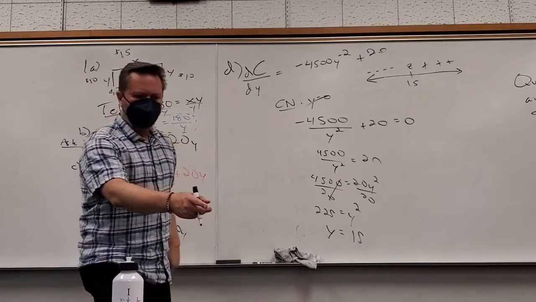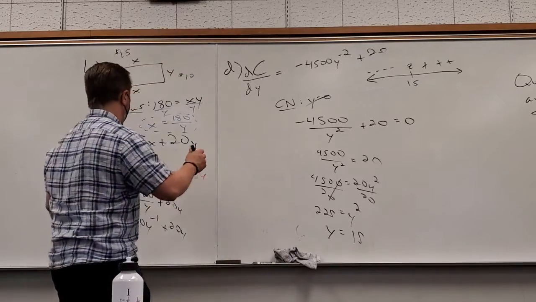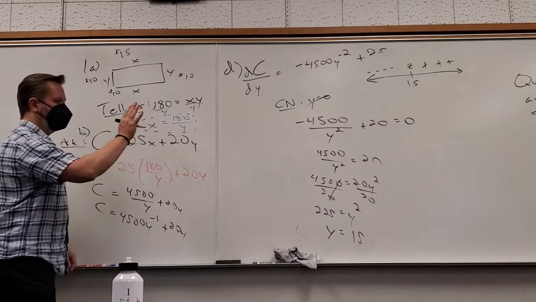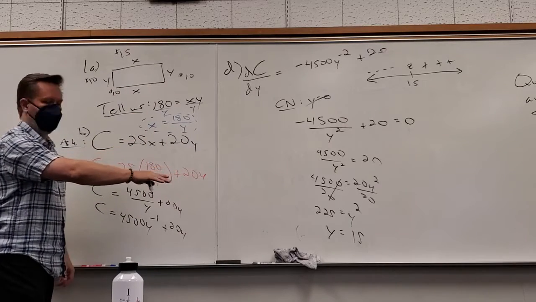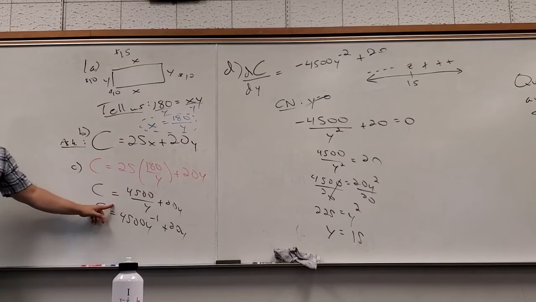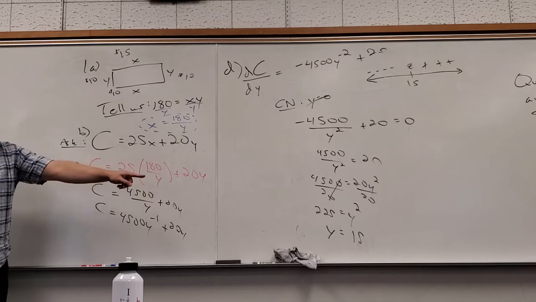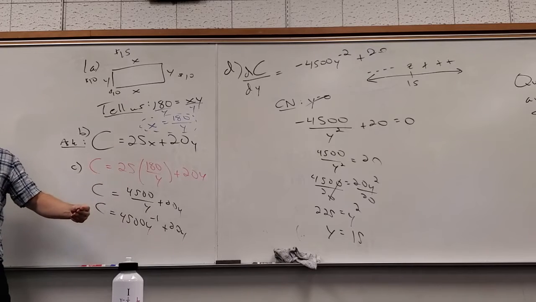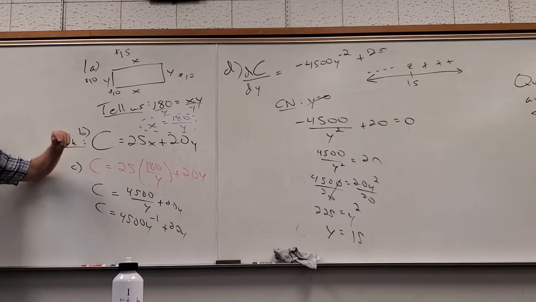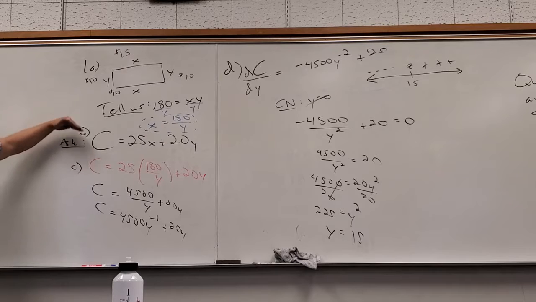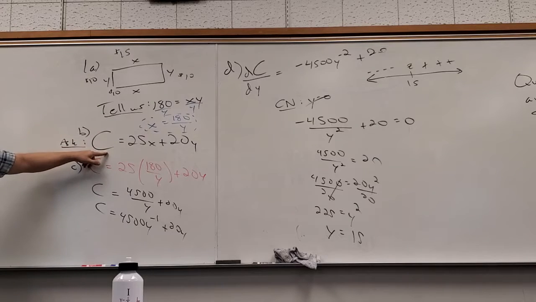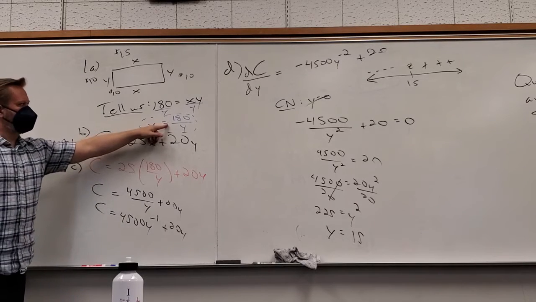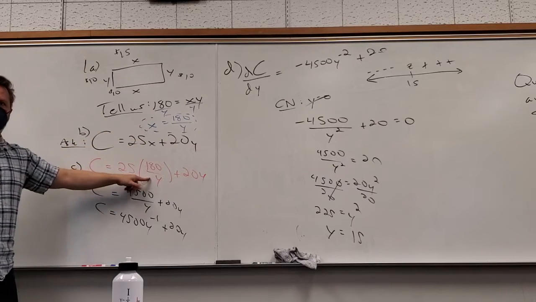So what is the question? It says find the minimum cost. Do I have a cost function that just cares about y? Couldn't I just throw 15 in here to see what the cost is? Yes. So again, you set up the equation, they tell you something, they ask you something, and you use what they tell you to help with what they ask you.